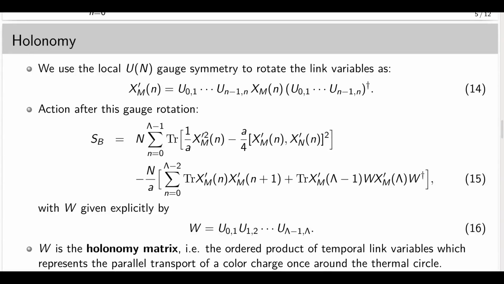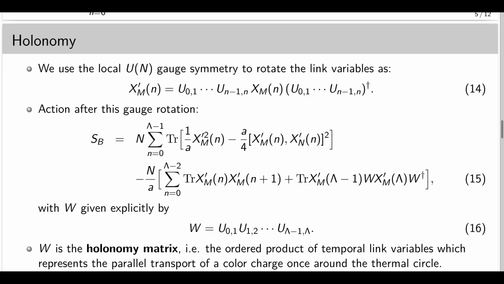Using the gauge symmetry, we absorb links into the fields and define x prime sub m of n by multiplying with the chain of links from 0 to n. That's shown in equation 14. In this rotated basis, the action simplifies, nearest neighbor terms remain, and a single special term appears that involves W, as shown in equation 15.